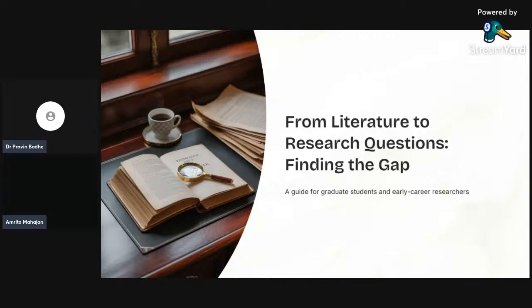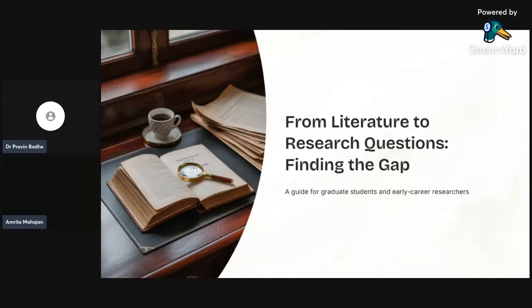What researchers often struggle with is not that they lack ideas, but that they don't know how to identify the gap in already existing knowledge. So in this session, we'll practice how to recognize those gaps and convert them into a strong and feasible research question. When we read a research paper, what is the first thing we usually look at?